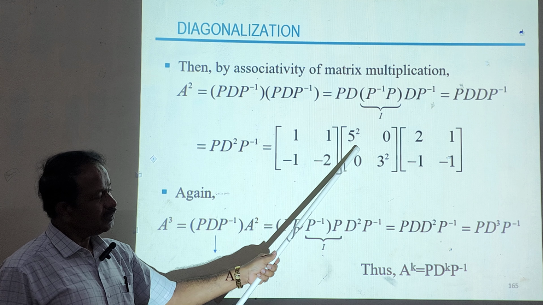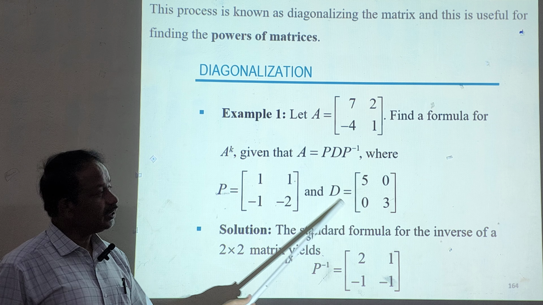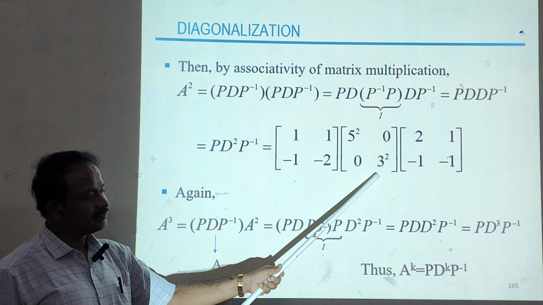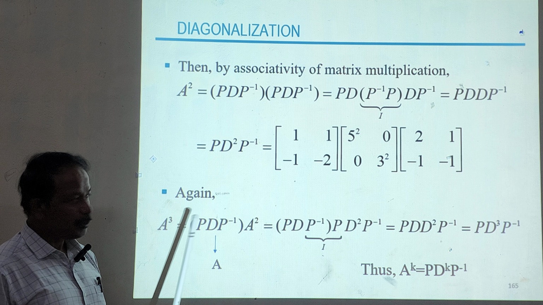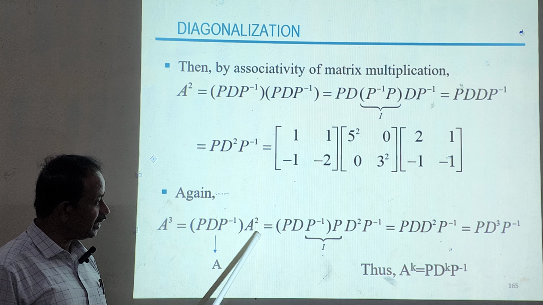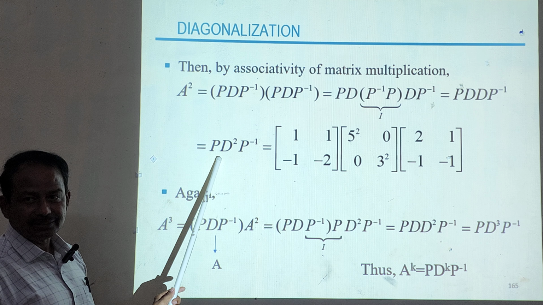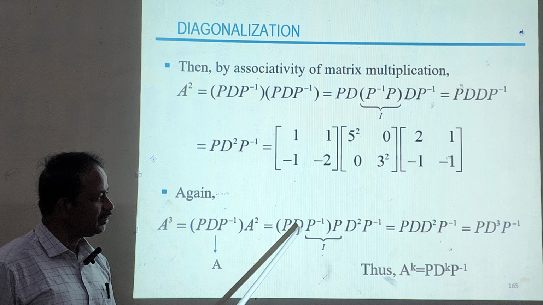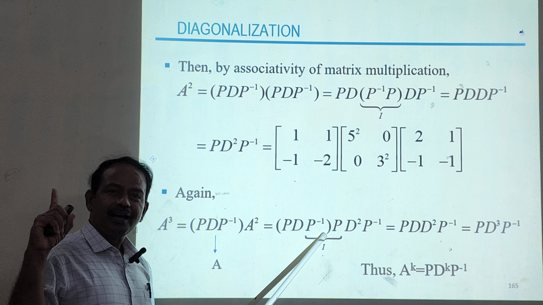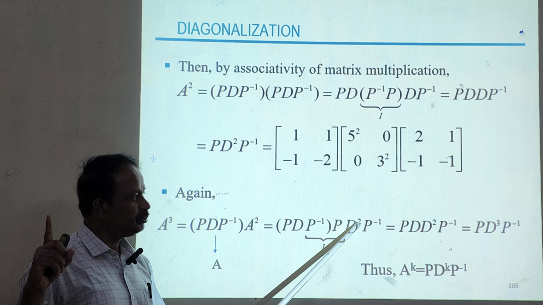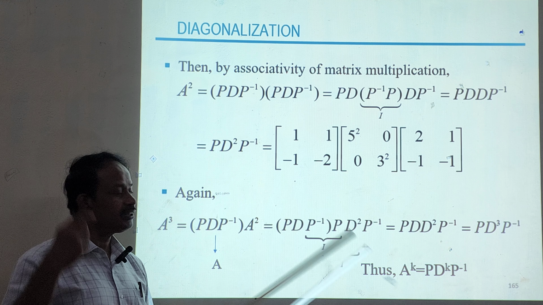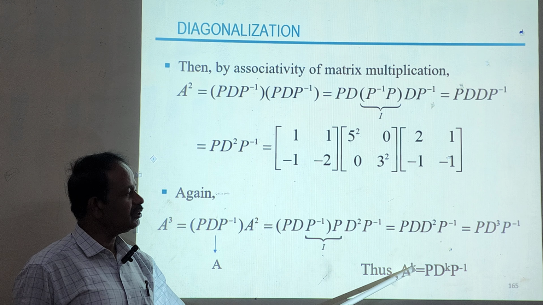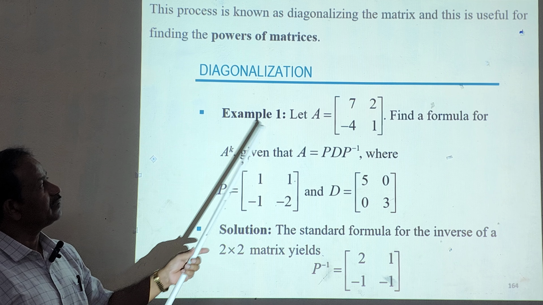So your P is here. D is a diagonal form. Its square is nothing but 25, 9. So 2 1 minus 1 minus 1. Similarly, A to the power 3. A to the power 3 is nothing but A multiplied by A squared. A squared we have already found out. See here, A squared is this one. So A multiplied by A squared will be, P inverse P is again the identity matrix. So D squared multiplied by D will be D cubed. So P D cubed P inverse. Similarly, any power will be A to the power k equal to P D to the power k P inverse. So any power can be obtained easily.